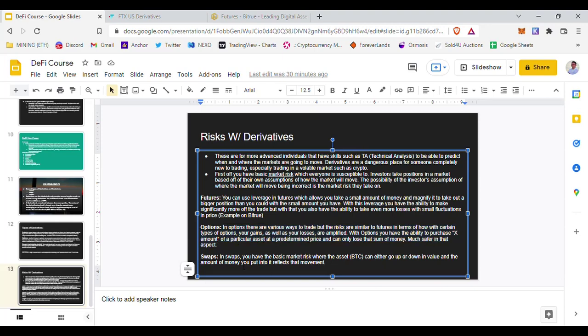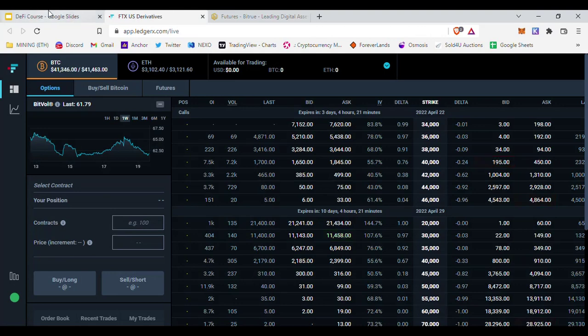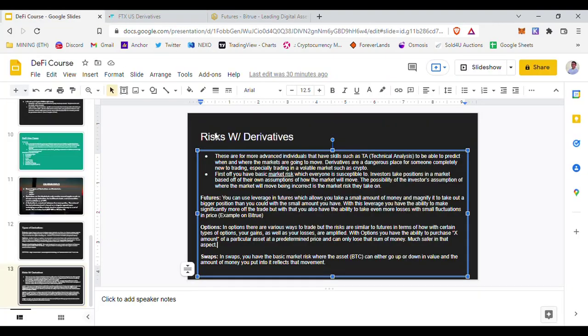And then swaps, finally. In swaps, you have the basic market risk, where assets such as Bitcoin, Ethereum, XRP, whatever you choose, can either go up or down in value, and the amount of money you put into it reflects that movement. Let's say you purchase a Bitcoin at 40,000 and Bitcoin then goes down to 37,000. Your loss would then be 3,000. So that's just the basic implied risk that is associated with swaps.